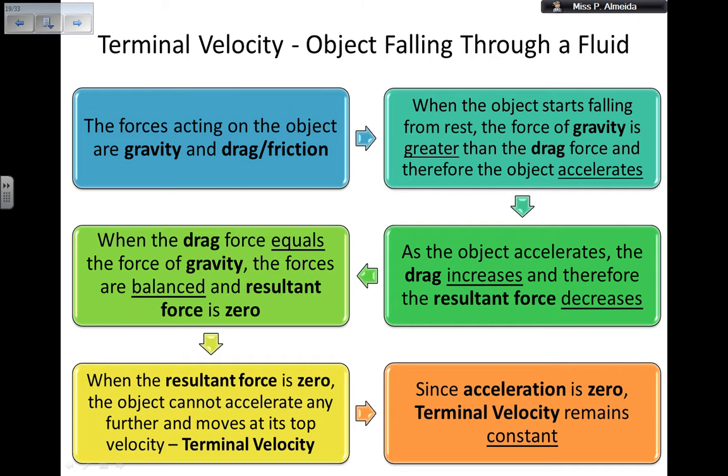Then, as the object accelerates, the drag is going to increase because you're moving faster, so you're going to hit more particles. So therefore, the resultant force decreases. The resultant force is the adding of the gravity and the drag, taking the direction into account. So if I first have almost no drag and only gravity, and then my drag increases, obviously, if I do gravity minus the drag, that number is going to be smaller than in the beginning because my drag is bigger. So the resultant force decreases.